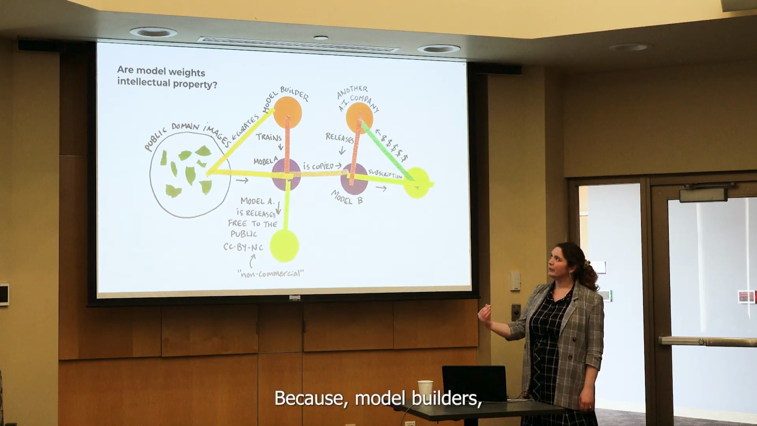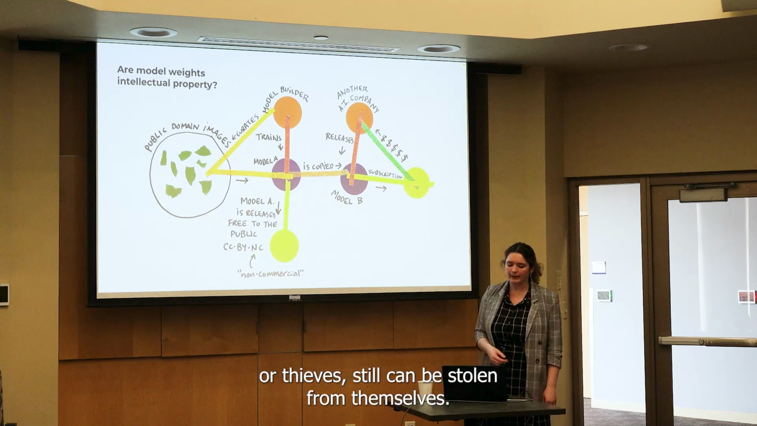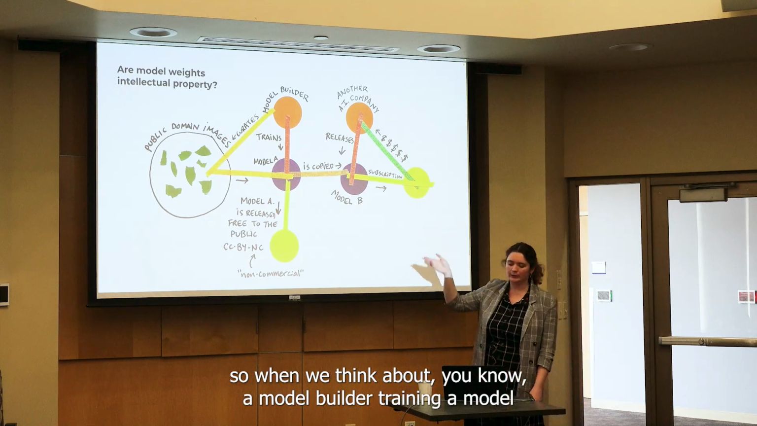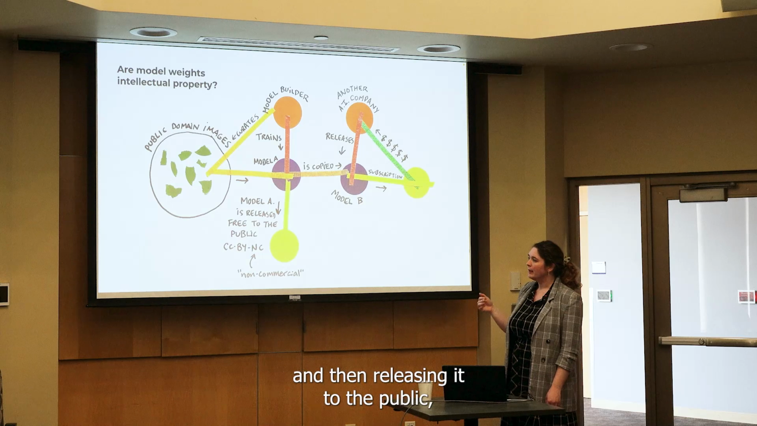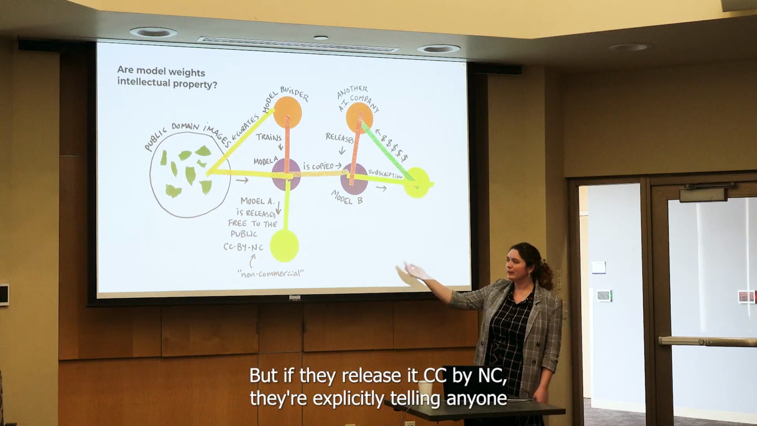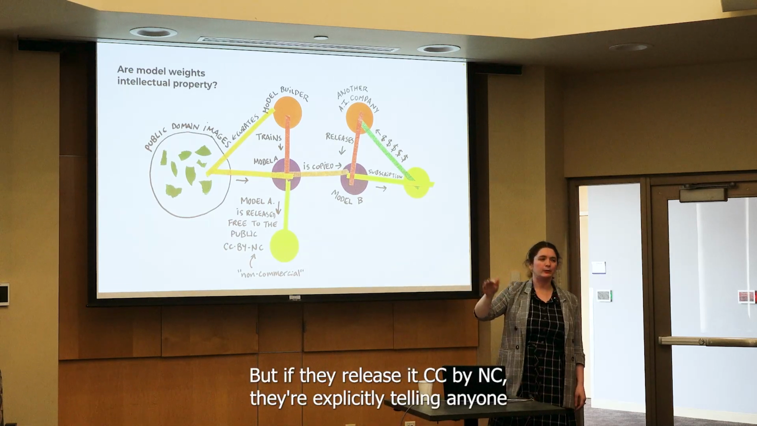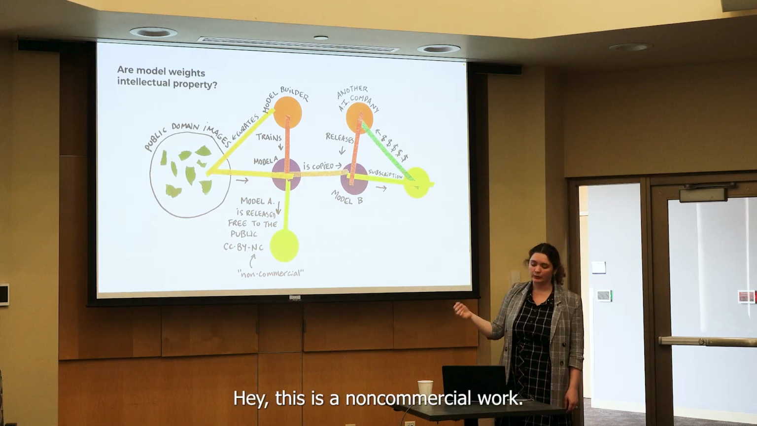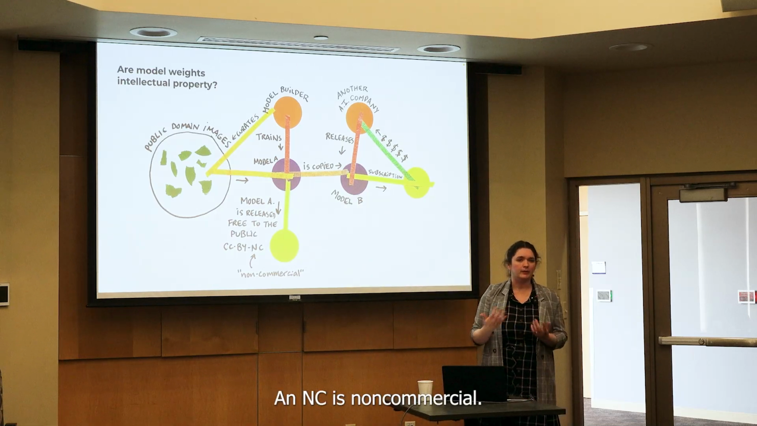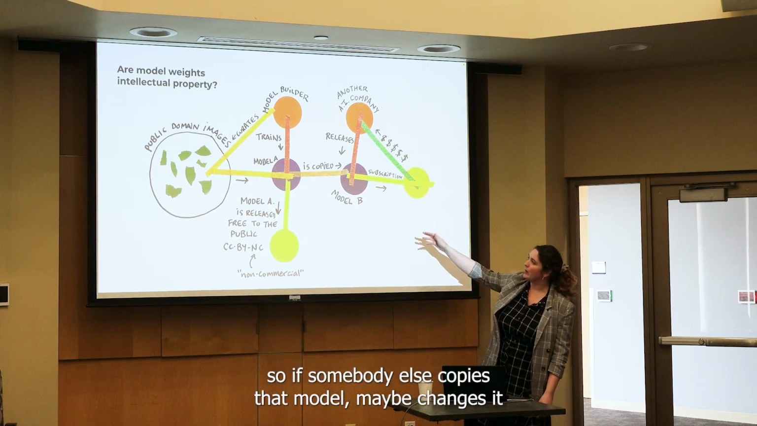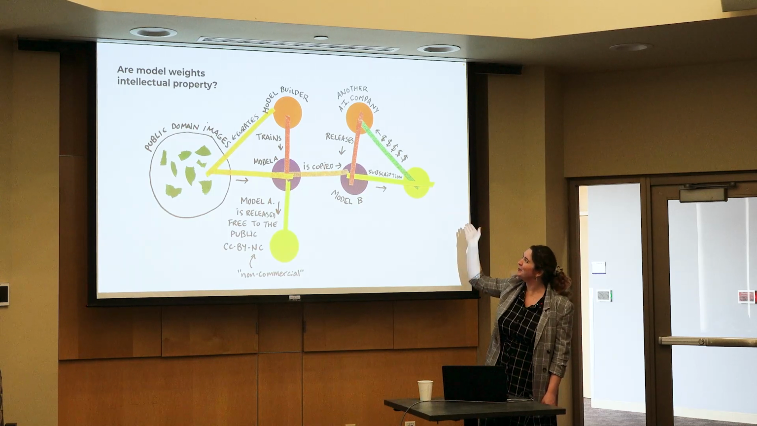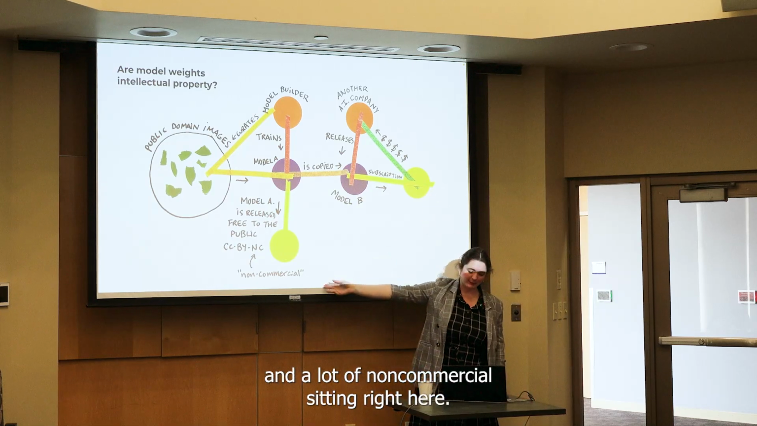Because model builders, whether you think about them as curators or creatives or thieves, still can be stolen from themselves. So when we think about a model builder training a model and then releasing it to the public, you can put a copyright thing on anything, right? Whether it's enforceable or not is another question. But if they release it CC BY-NC, they're explicitly telling anyone that encounters their code, hey, this is a non-commercial work. You can use it as much as you want, but the BY is by, so give attribution, and NC is non-commercial. So if somebody else copies that model, maybe changes it a little bit, releases it, and then starts selling a subscription to it, you have a lot of money moving this way, and a lot of non-commercials sitting right here.